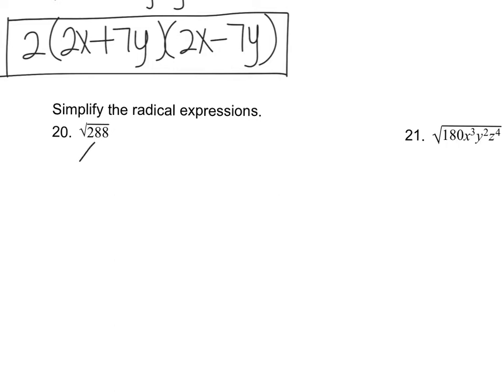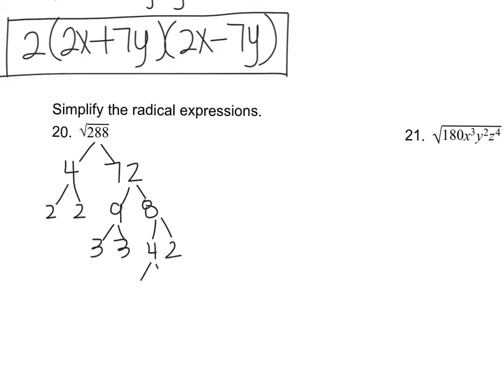And it doesn't matter how you break down the number. There's a lot of different options to how you start out. And you can just start picking numbers to choose. So I'm going to start with 4 and 72. I know 4 breaks down as 2 and 2. I can break down 72 as 9 times 8. 9 breaks down as 3 and 3. 8 breaks down as 4 and 2, and then 4 breaks down as 2 and 2.